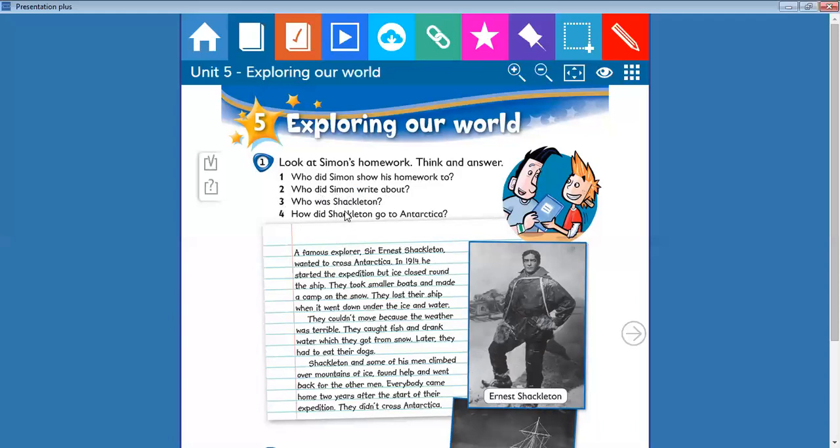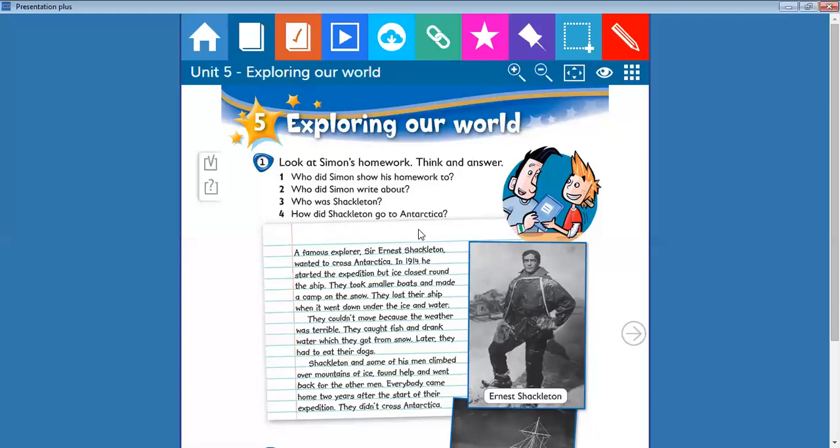Who was Shackleton? So after the title of our unit, Exploring Our World, we can say that Ernest Shackleton was an explorer.